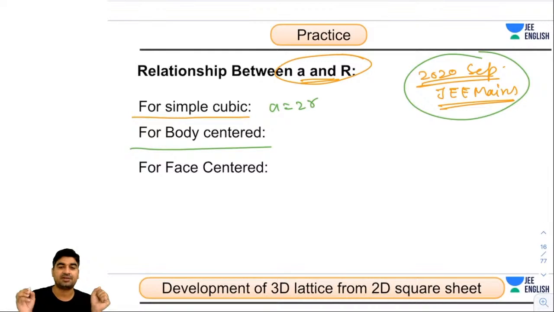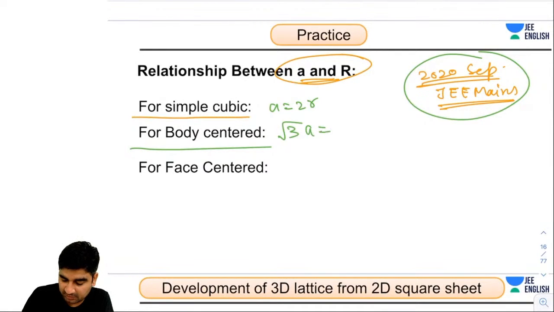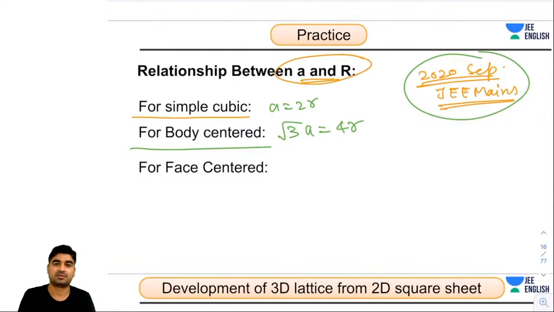And what about body center? What about body center, guys? Yes, tell me now. In body center, it would be root 3a is equal to 4r. Root 3a is equal to 4r.